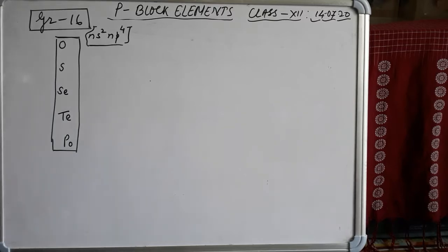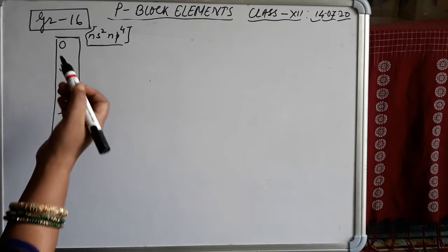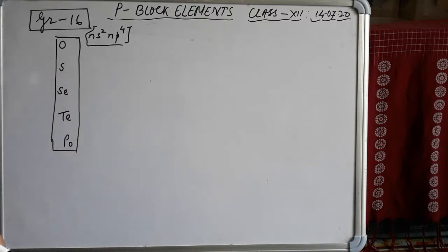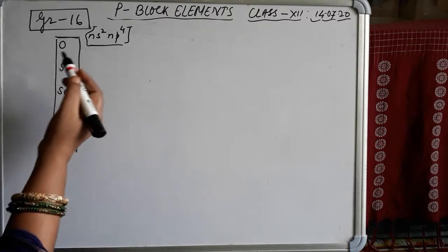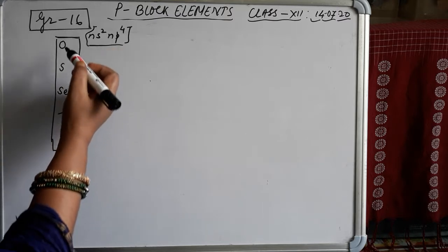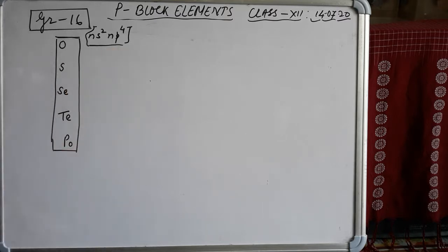Good morning, students. Now continuing the topic group 16, we have discussed in the previous video about their occurrence in nature as we studied about the family members of group 16. The general configuration is ns2 np4, and this is also called by a common name, the Chalcogen family, meaning ore producer family.